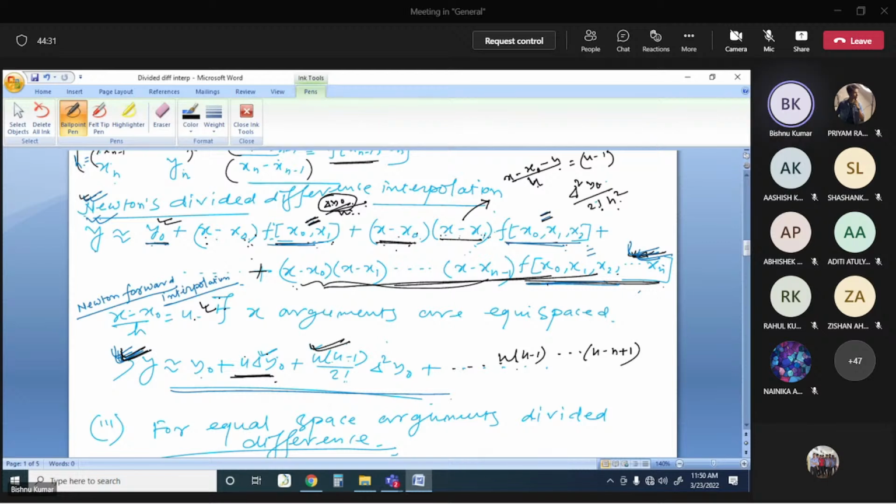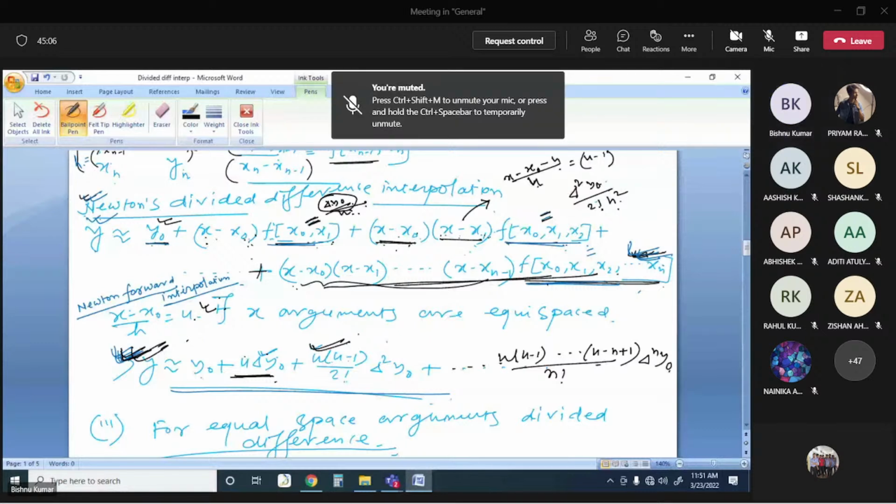So are you able to complete this theoretical importance? If it is asked in the exam, are you able to derive this? Yes, sir. That is important. You just keep these things in mind. For equal space arguments, Newton divided difference interpolation is converted to this, and to prove it for 5 marks, suppose it is asked to you. That is also your assignment.